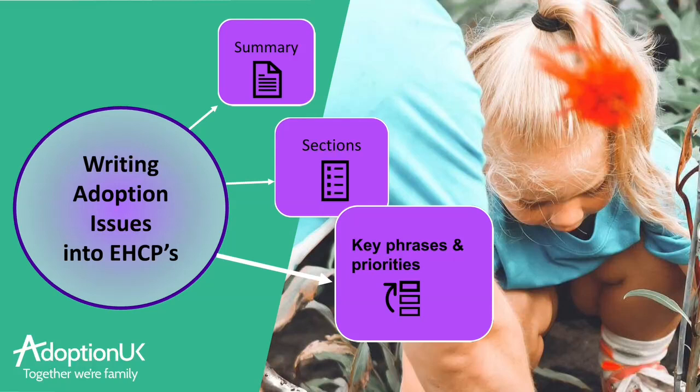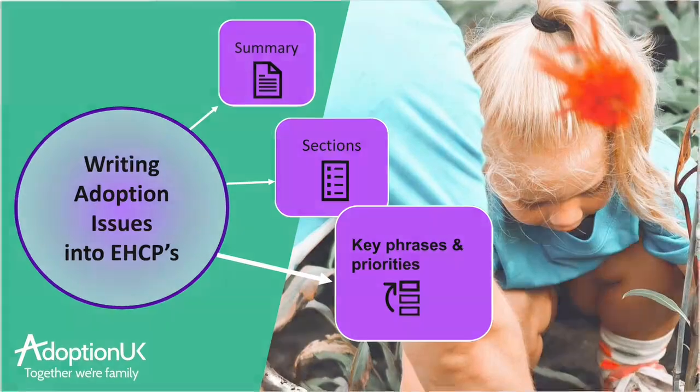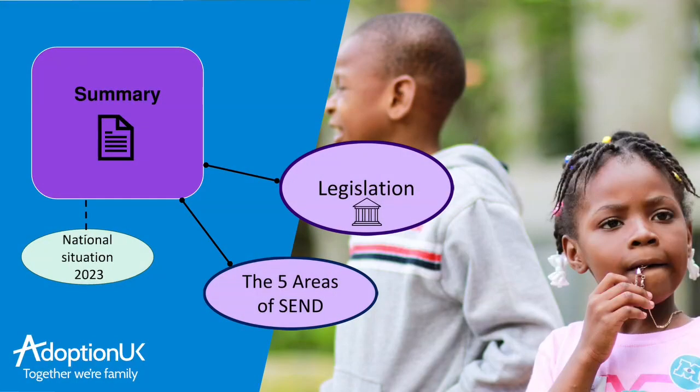Okay, just to look at the summary of EHCPs. First of all, we're in 2023, and looking at the national situation for EHCPs, it is very difficult. The growth in children needing EHCPs is substantial across the country. So it's a real challenge for local authorities, and that therefore means it's a real challenge for us to be proactive and fight for what our children need.